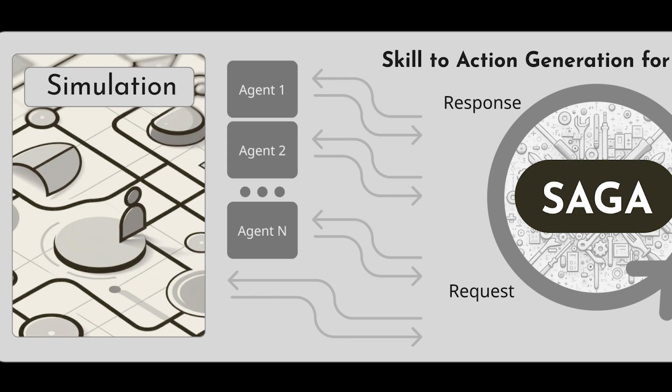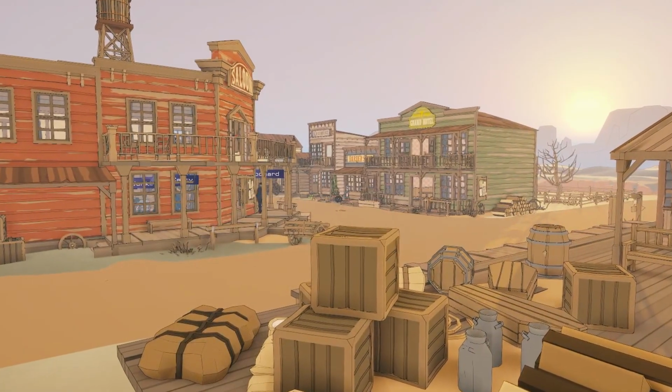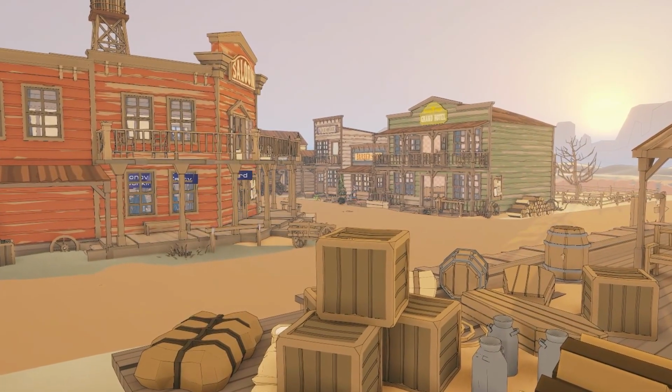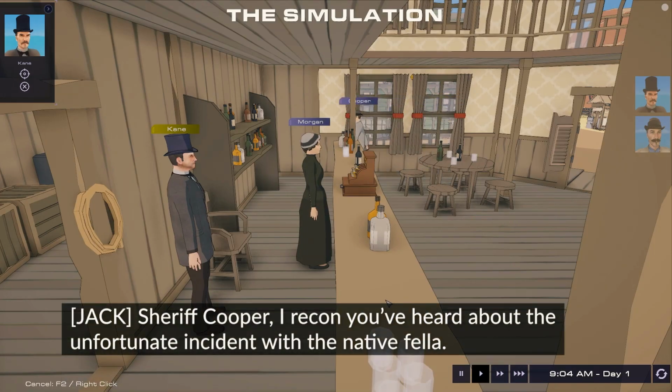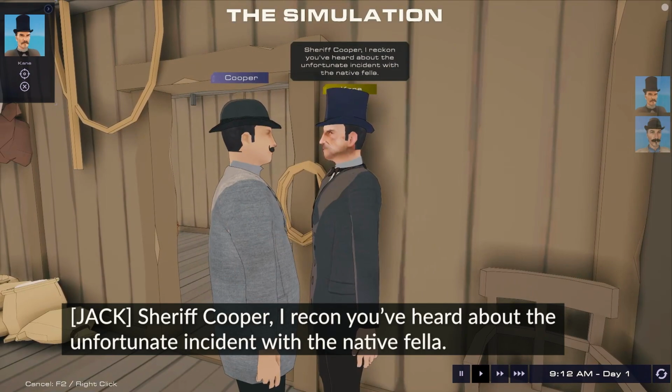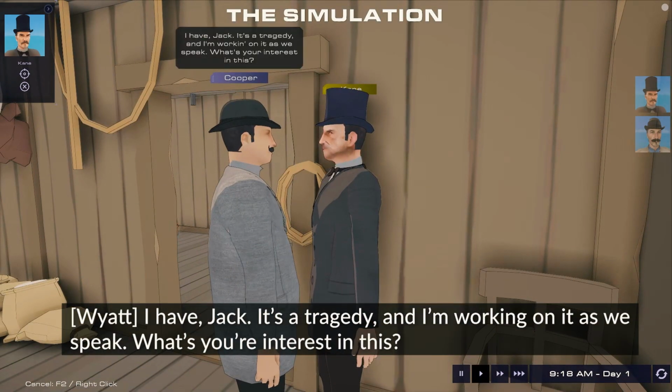Agents first tell SAGA contextual metadata about themselves and the world via companion simulation: who they are, what they know, and what skills they have. Let's explore how SAGA works in practice using our Thistle Gulch simulation, a fictional Wild West town in the late 1800s. This agent is Blackjack, the saloon owner and local gang leader.